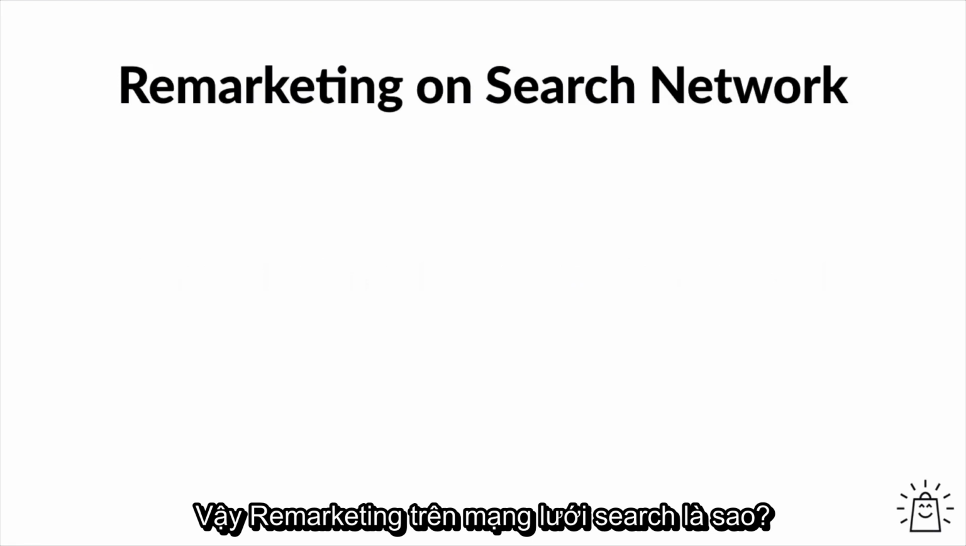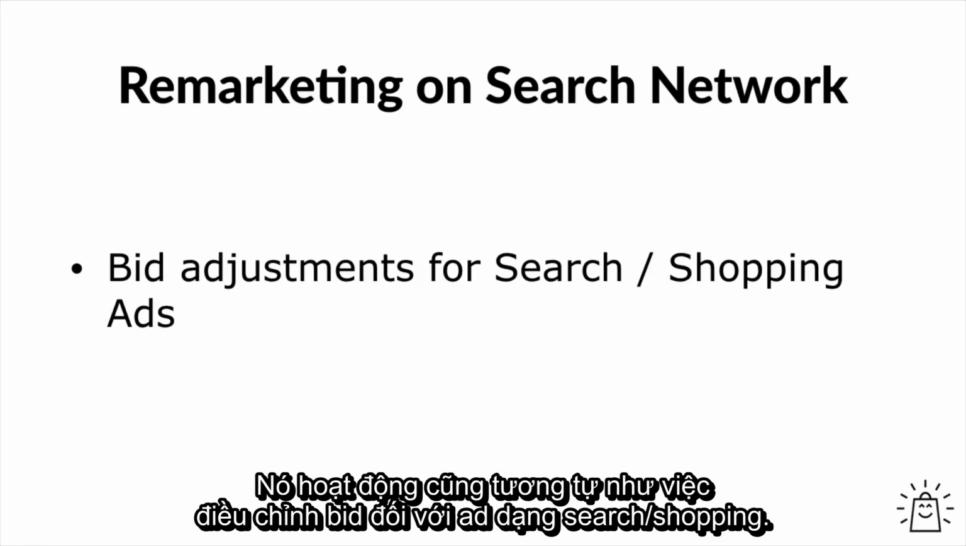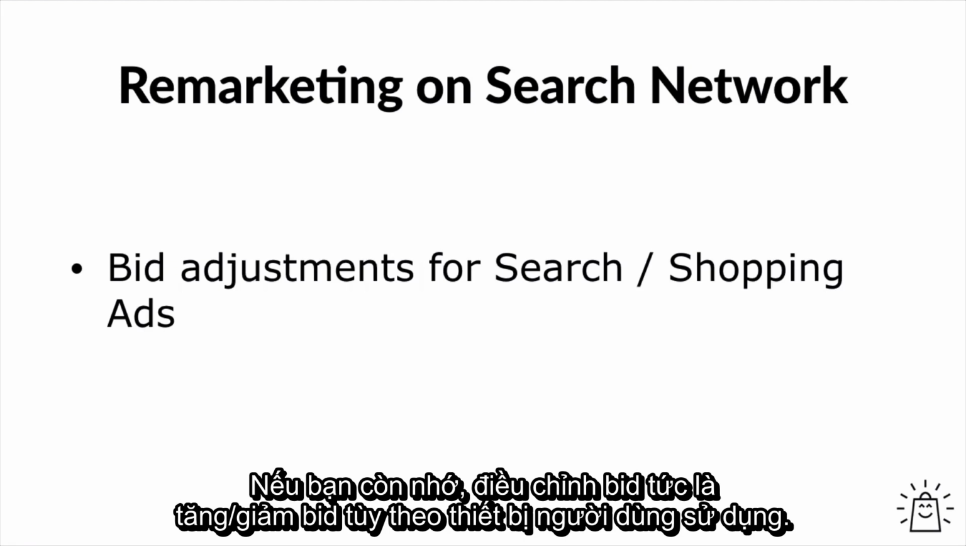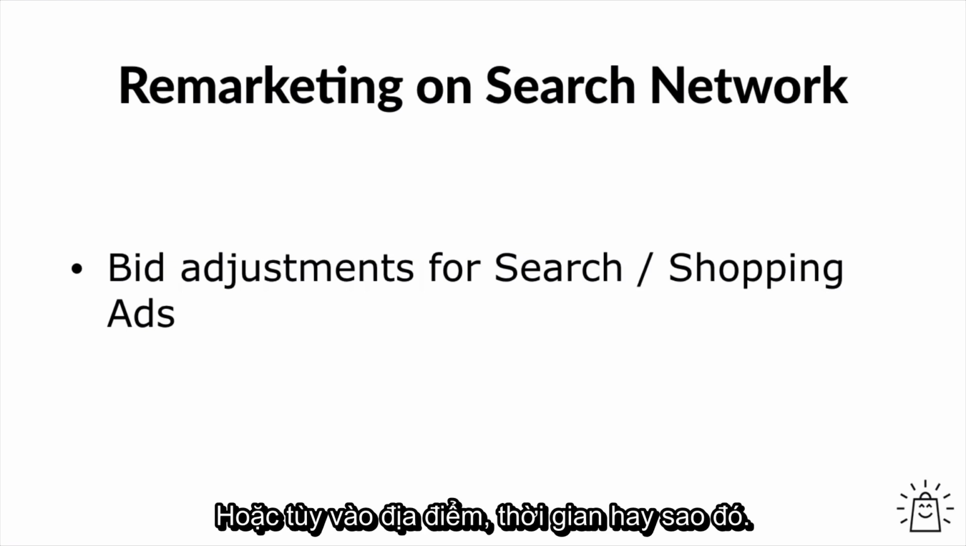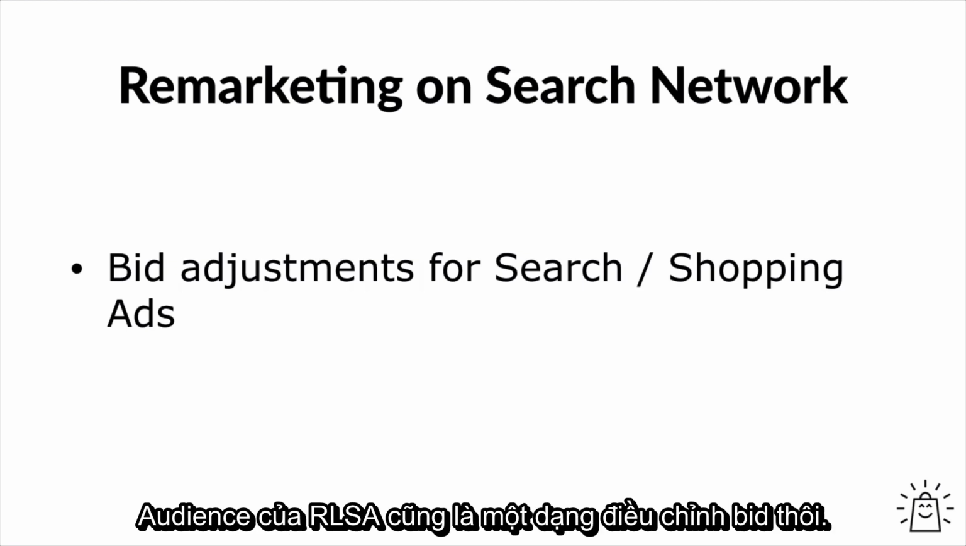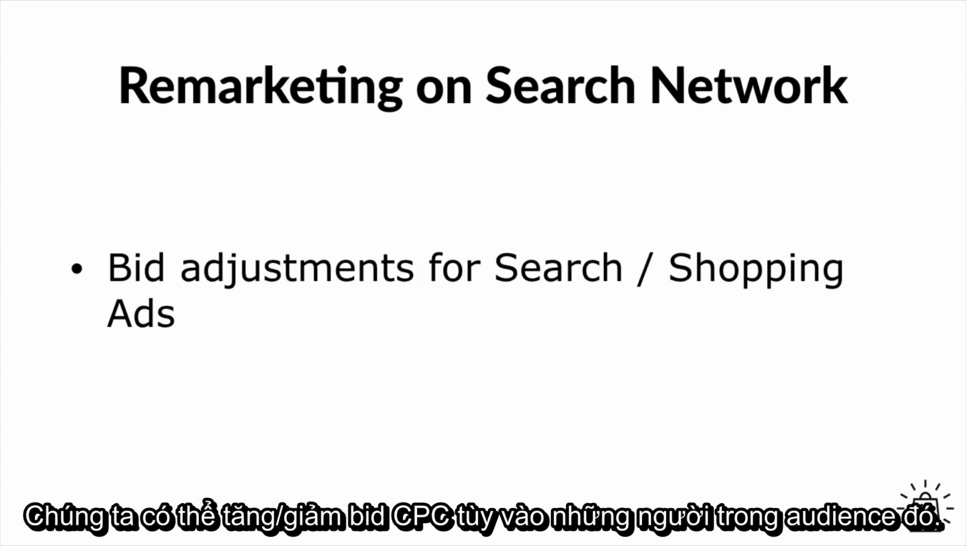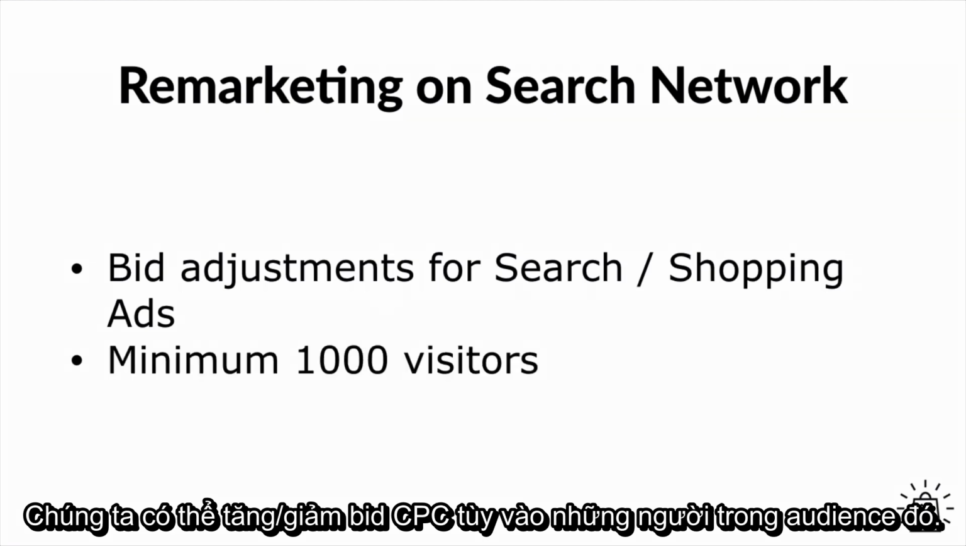So what does that mean? Remarketing on the search network. Well, it actually works like bid adjustments for both search and shopping ads. So remember the bid adjustments where we could bid up or down based on the device that a person was using, or on their location or the time of day? Well, the audiences or the RLSA is really another type of bid adjustment. So we can increase or decrease the CPC based on the audience the people are part of.